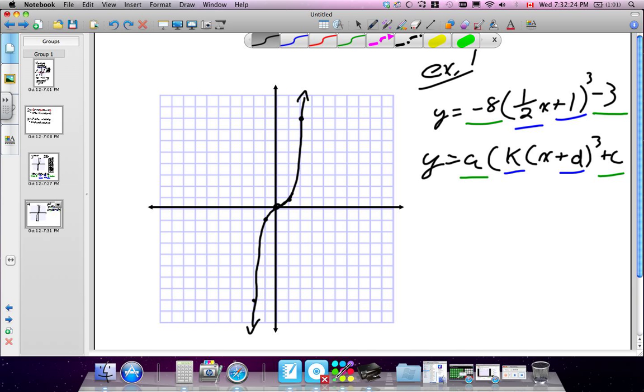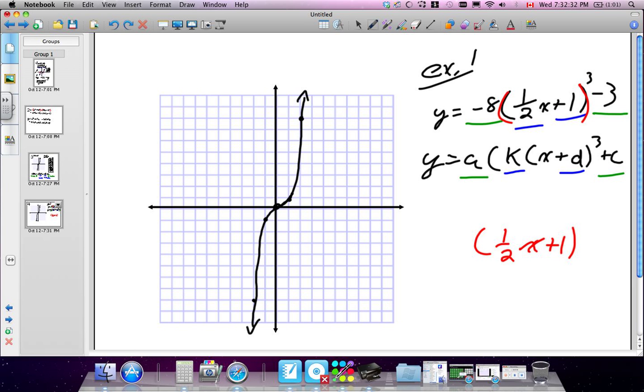Yeah, so actually what's going to happen in this one here? Say we were to take out a half, our d isn't actually going to be 1. I want you to think of this. So I'm going to isolate just the brackets right now. So you have a half x plus 1. Don't worry, you'll be okay.